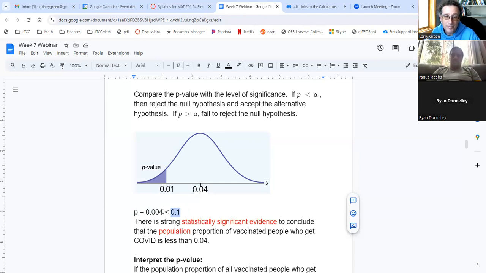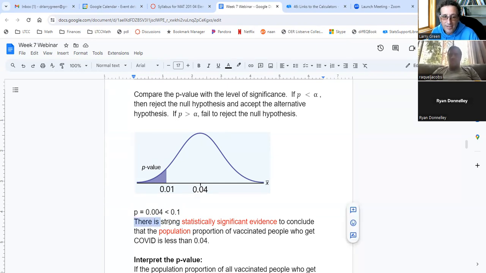Okay, in our class, and this is pretty standard, so I'm going to use it a lot. If p is less than 0.01, we call it strong statistically significant evidence. If p is between 0.01 and 0.05, then we just say there is statistically significant evidence. And if p is between 0.05 and 0.1, then we say there's weak statistically significant evidence. If p is greater than 0.1, then there's no statistically significant evidence at all. So that's some of the language you'll hear a lot. Okay?